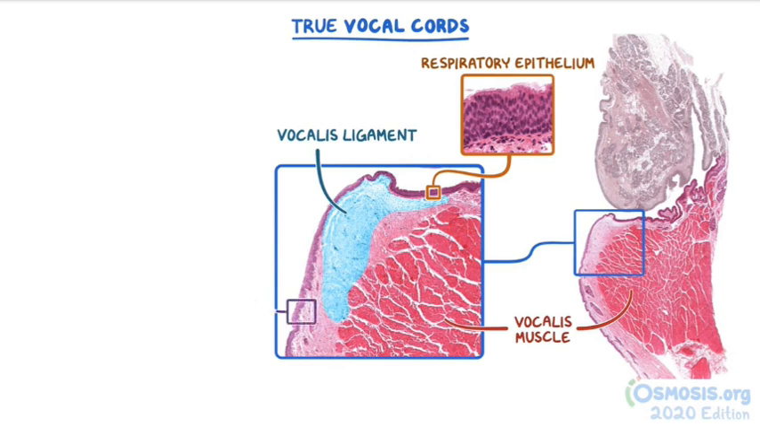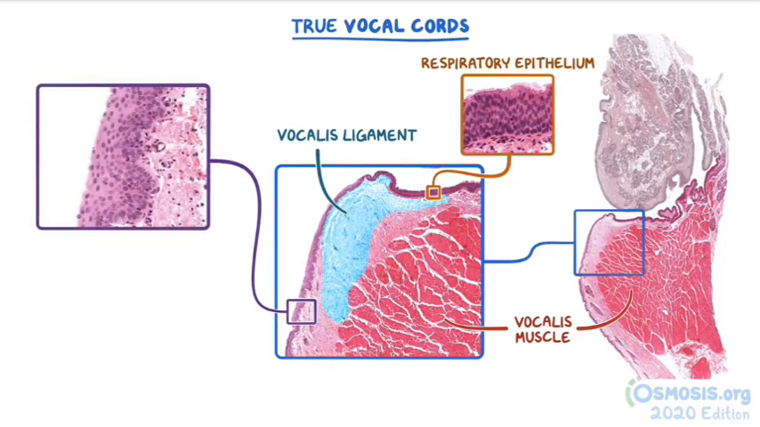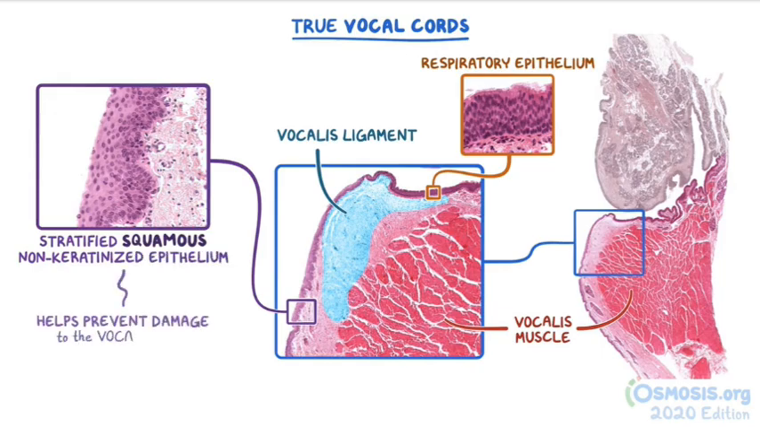The epithelium that covers this ligament is under a lot of mechanical stress when the vocal cords vibrate and hit one another in order to create sound during speech. So instead of respiratory epithelium, this portion of the vocal cords are lined with stratified squamous non-keratinized epithelium, which helps prevent physical damage to the surface of these folds. The remaining tissue between the epithelium and surrounding the vocalis ligament is the lamina propria, which consists of dense connective tissue with poor vasculature and no lymphatic vessels.